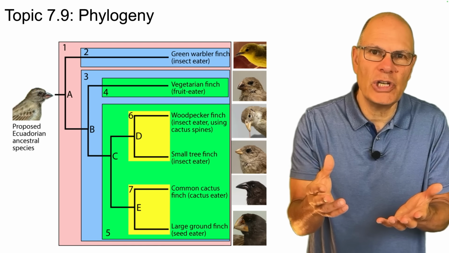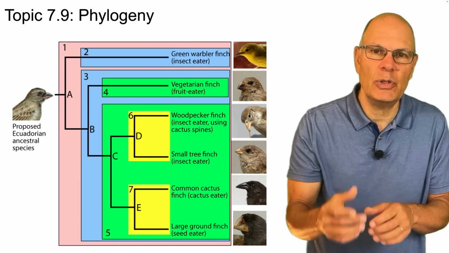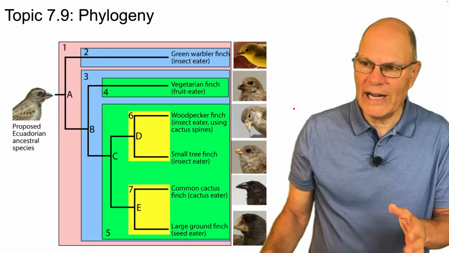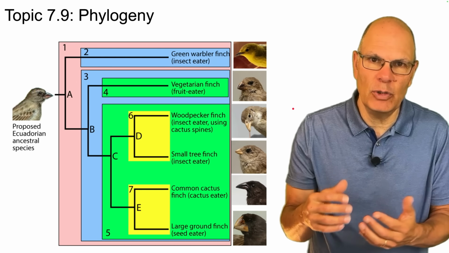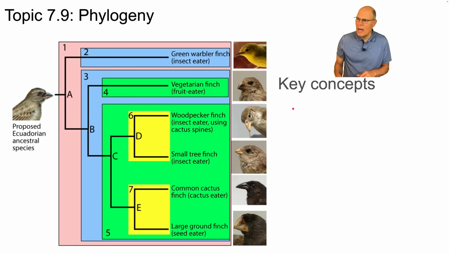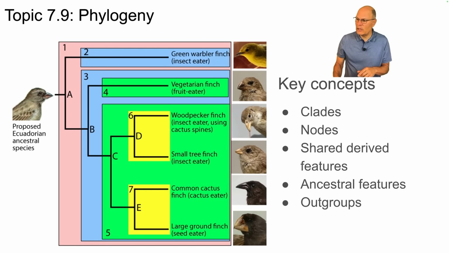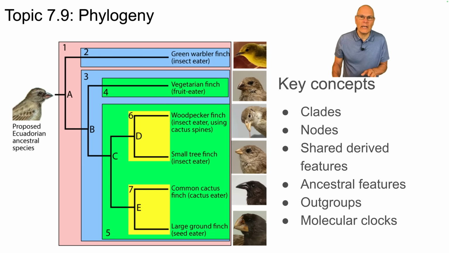Phylogeny is evolutionary history, but as an AP Bio student, you mostly have to grapple with it in terms of these wonderful branching diagrams that show evolution in process. The key concepts include the concept of a clade, a group of organisms that is derived from a common ancestor. Other concepts include nodes, shared derived features, very important, ancestral features, outgroups, and molecular clocks.